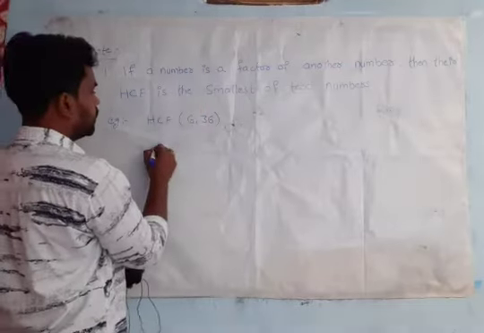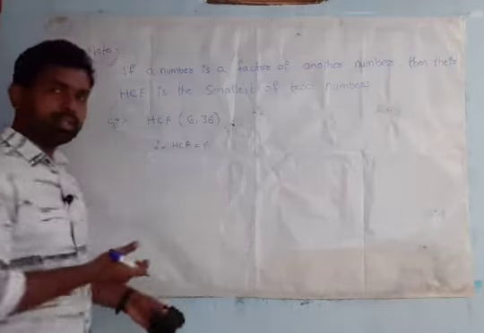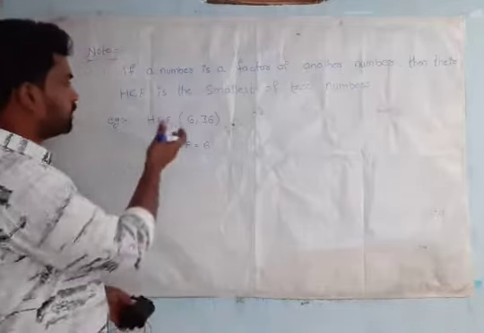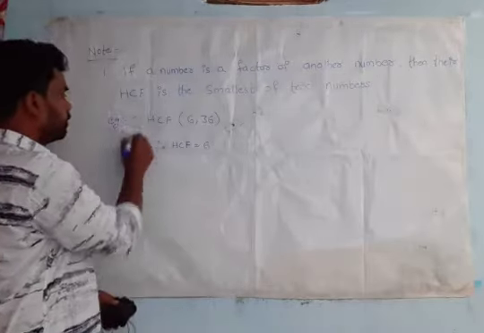So the HCF equals 6. Directly we can write. No need to do the division method, no need to do the traditional method. Directly by seeing the question, we can find the HCF. I will give one more problem.